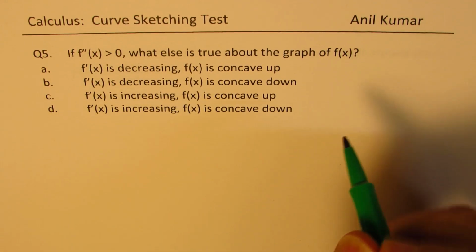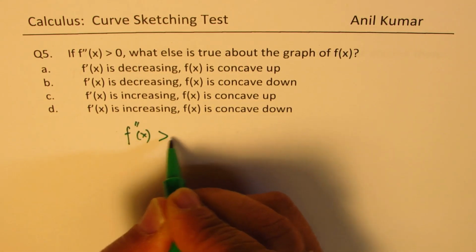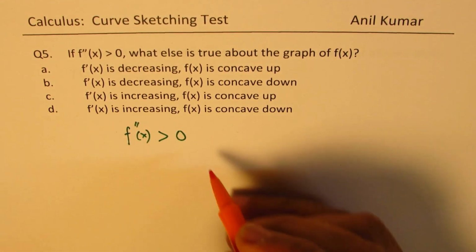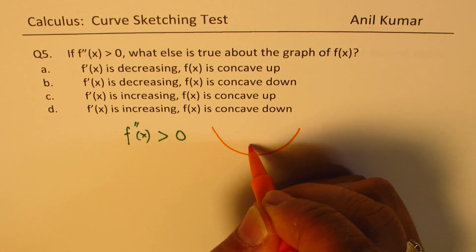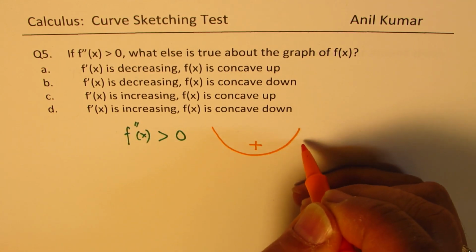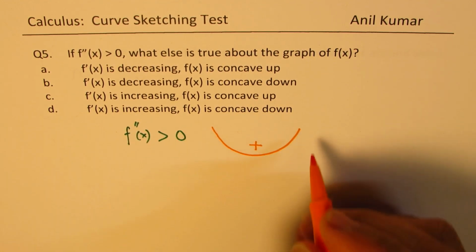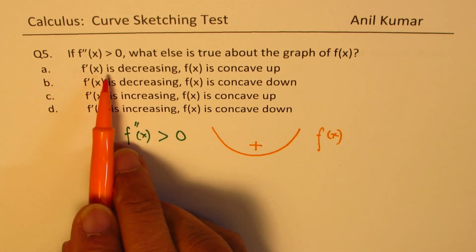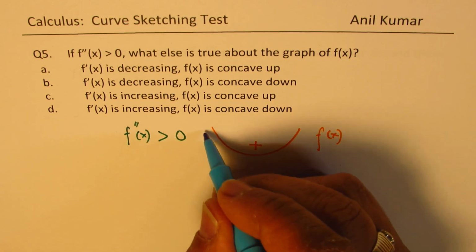Now when I say second derivative is greater than 0, it means what? It means that the graph is concave up, right? So that is the type of graph, right? So here the second derivative is positive, correct? Now look into this part of the function and then answer. So is the first derivative decreasing? Okay, first derivative is decreasing.